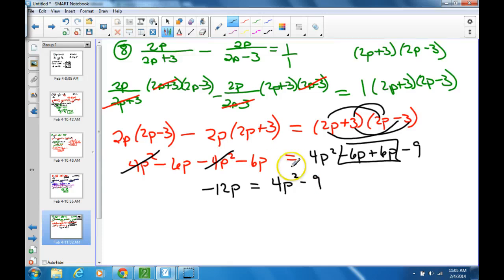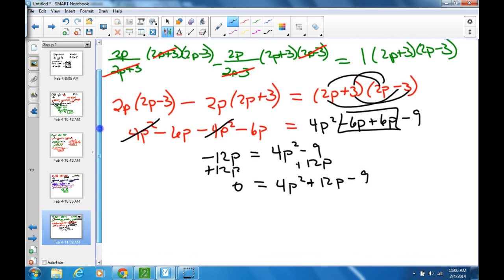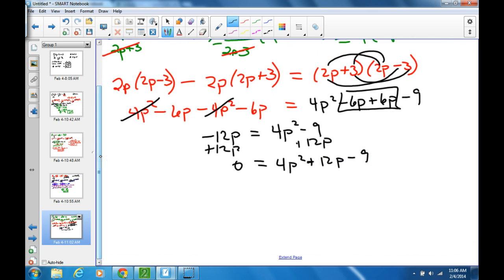Okay, so it's a quadratic. We got something to the second. I need to get everything to the same side. Yep, plus 12p to both sides. So I have 0 equals 4p squared plus 12p minus 9. So everybody, what do we do when we have a quadratic to solve? Box.